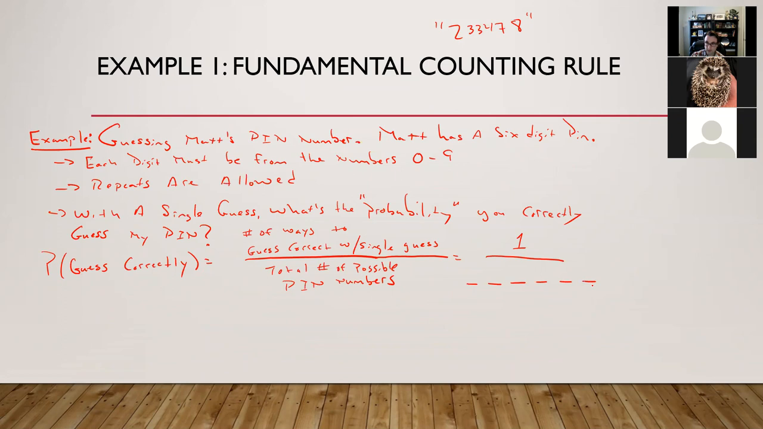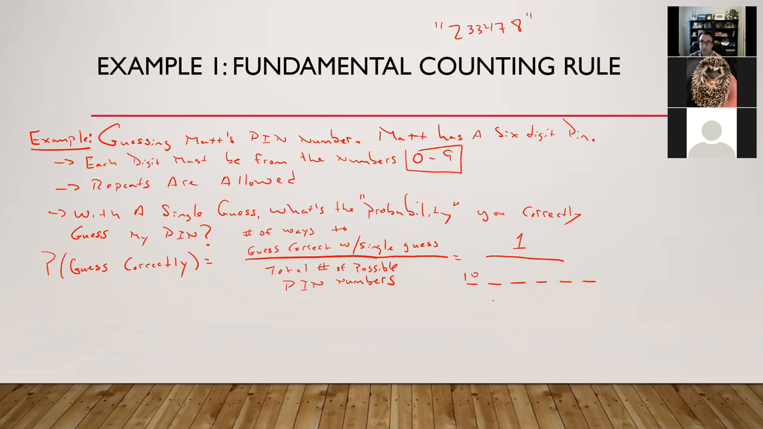1, 2, 3, 4, 5, 6. So when I go to select the first digit, okay? How many options are there for the first digit? Because it can be any number between, yep, 0 and 9. Yeah, there's 10 digits between 0 and 9.